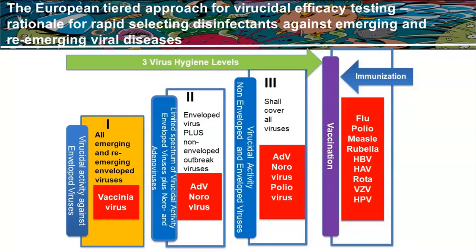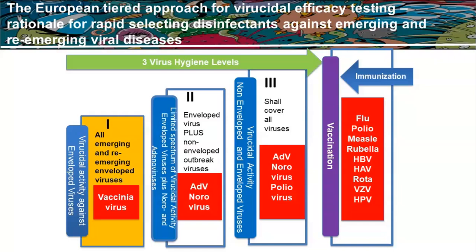Then we have the next level, the second level. It is against the gastrointestinal viruses, because they are non-enveloped and need different active ingredients and also other concentration and contact time. And there we have test viruses, adenovirus and norovirus. And the third European level shall cover almost all viruses, I would say. The third virus we test there is the poliovirus, the picornavirus related to these enteroviruses. And then you have a disinfectant that is also able to disinfect against enterovirus 71, for example.